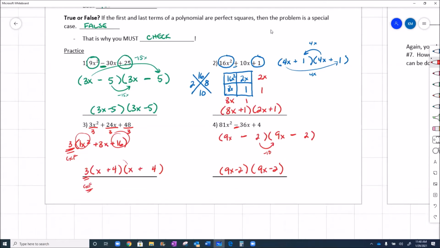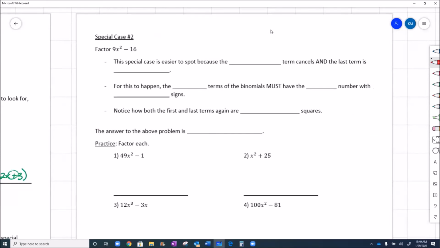On the next page, another special case: 9x squared minus 16. This special case is easier to spot because the middle term cancels out, and the last term is negative. For this to happen, the middle terms of the binomial must have the same number with opposite signs. It's only 2 of them.